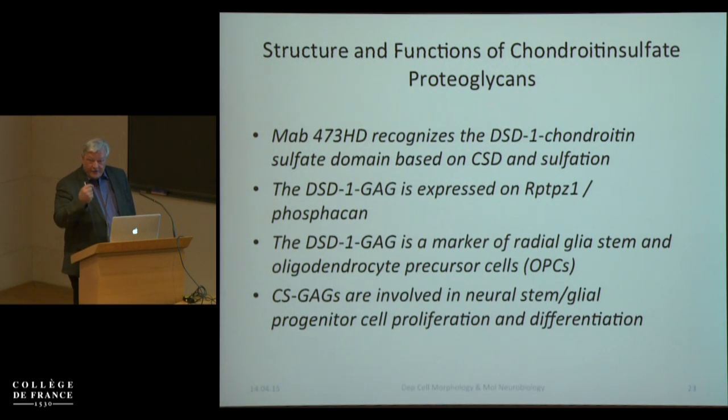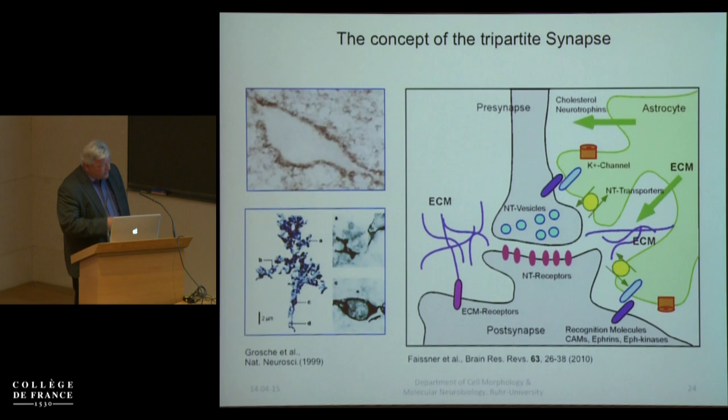Now, to go on with the questions we have studied with regard to chondroitin sulfates, I would like to show you a result we had obtained when looking at more adult tissues. We found that this DSD1 epitope is strongly enriched on a subclass of neurons. And this was very reminiscent to us in the beginnings of the concept of tripartite synapses.